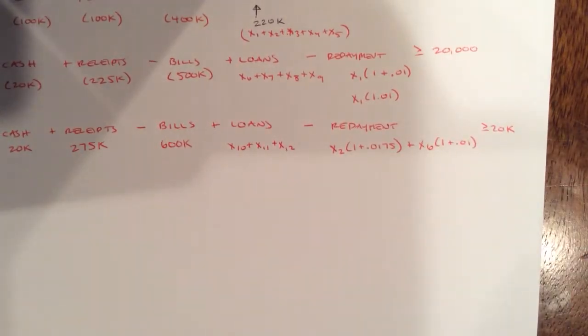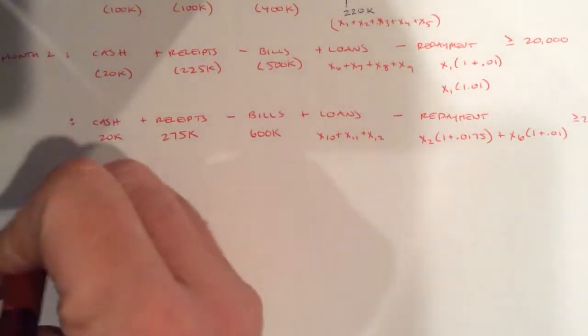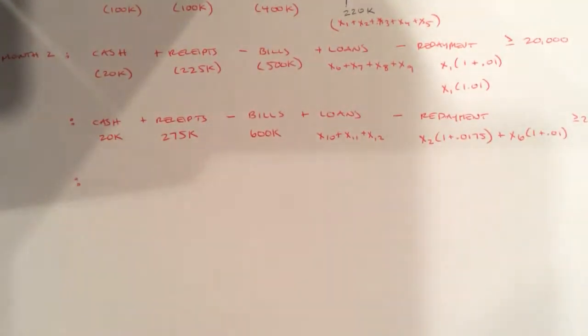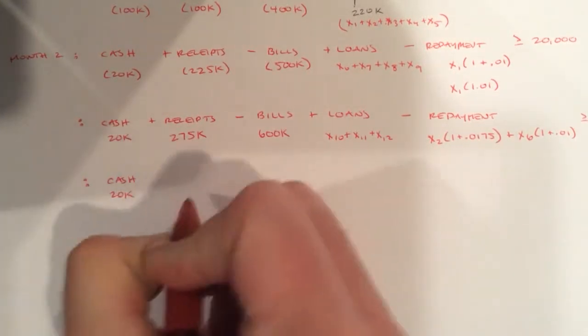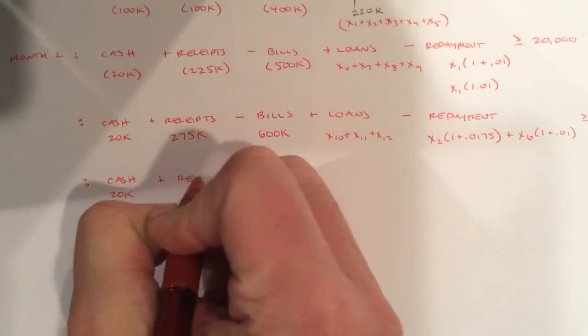And we're going to continue this process. Okay, so we'll write it out so you do see it. All right, it's going to get a little messy, so hopefully you'll be able to see it all. Okay, so month 4, okay, we have cash on hand, which again is 20K, plus our receipts.